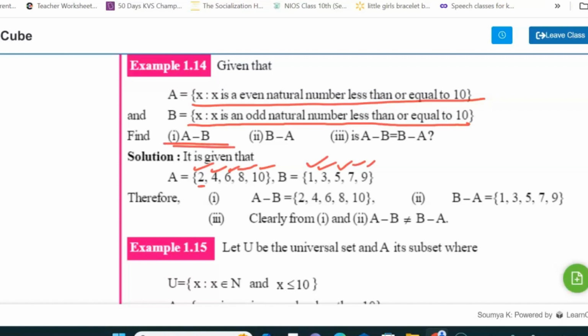Now we have to find A minus B. So A minus B means both are disjoint sets, nothing matches, so this will be the answer. Okay, everything from A, nothing from B. Then B minus A, again you will have the output as this set. Is A minus B equal to B minus A? No, both are not the same. One output is A, another output is B. So this is not true, or they are not equal.